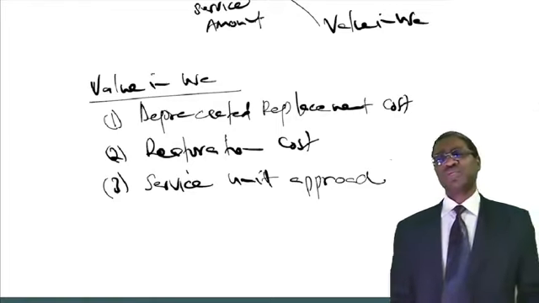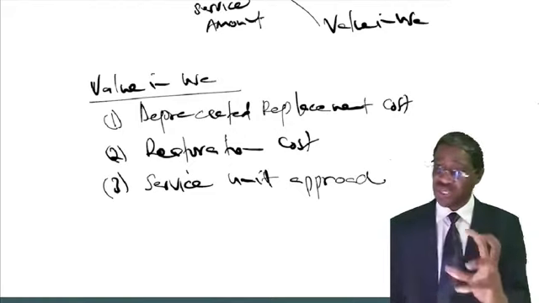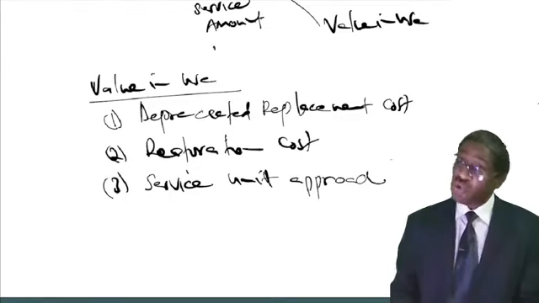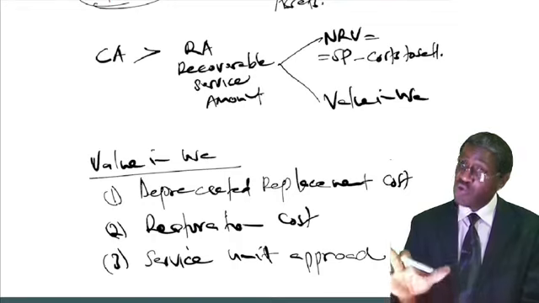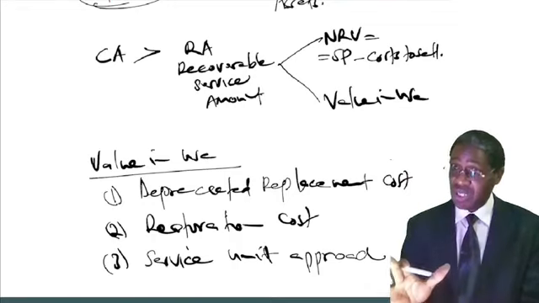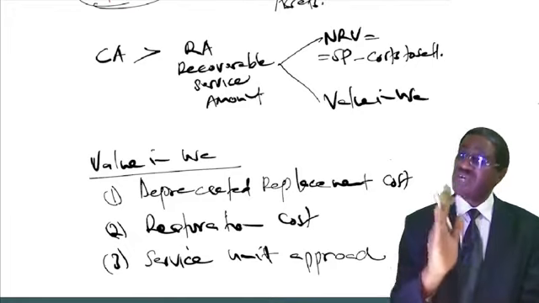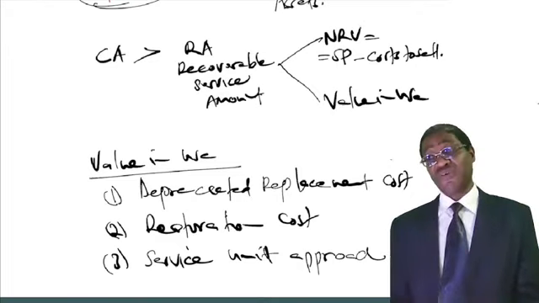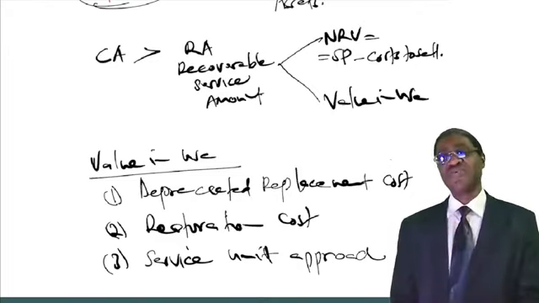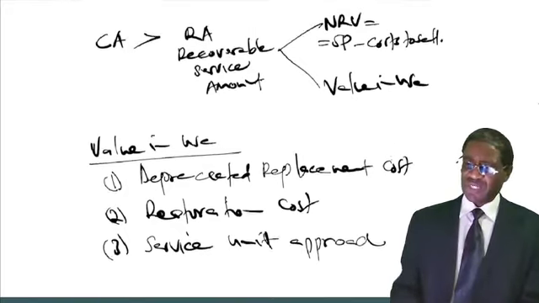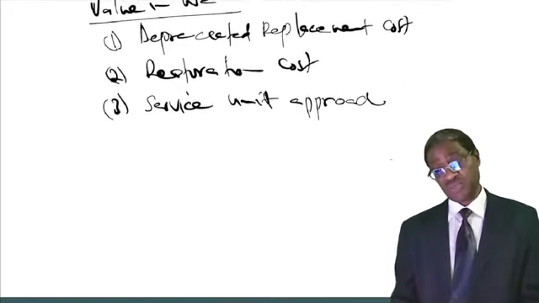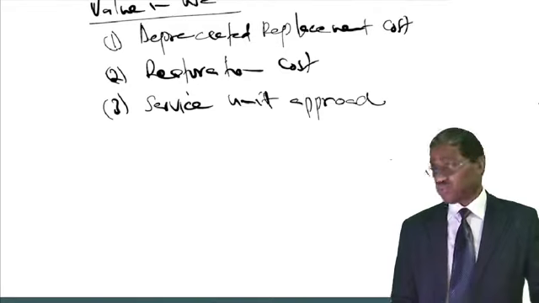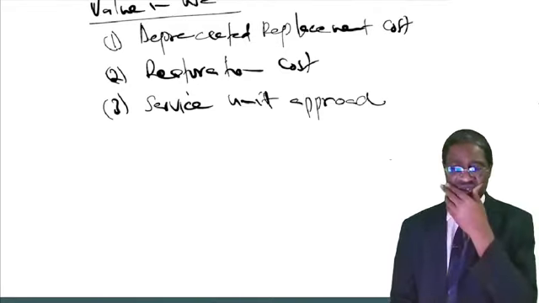Let me go through each of them on how to use them to compute the value in use, so that once you get the value in use, you compare it with the net realizable value, then whichever of the two is higher will become the recoverable service amount. The first one is what we are calling depreciated replacement cost. To illustrate how that method works, let me use an illustration.